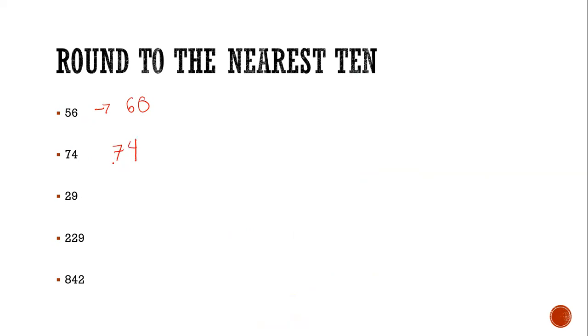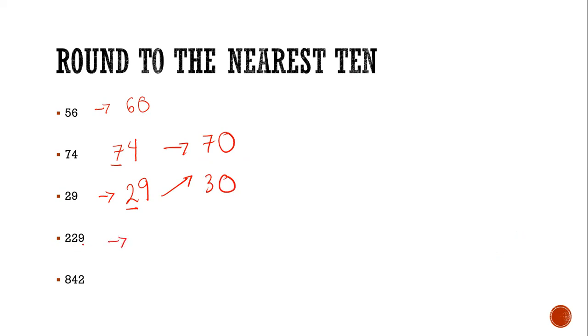74. Okay, the tens is the 7 here. What's the number after the 7? It's 4. 4 is less than 5, so we're going to round it to 70. 29. Okay, 29. So the 10 is the 2 here. What's the number after the 2? 9. Is 9 5 or more? Yes, so we round it up to 30.